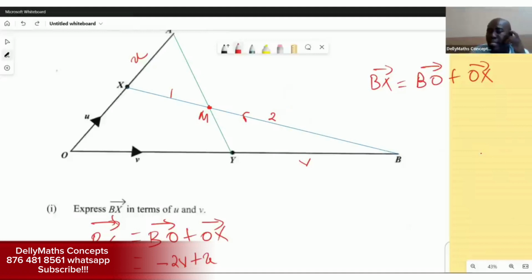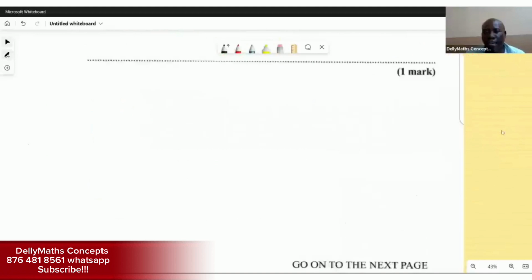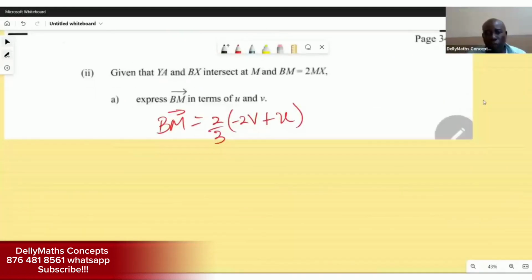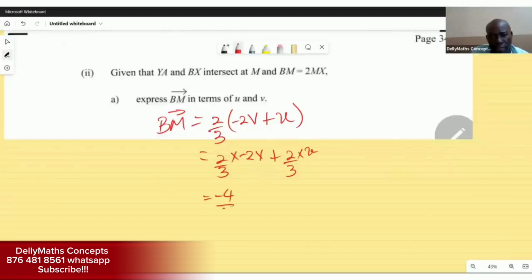So then I could say that the entire line is in 3 parts and B to M is 2 parts out of the 3. That is why I use 2/3. And then what I'm going to do here with my 2/3, I'm going to distribute it inside. If I distribute my 2/3 inside, I'll have 2/3 times -2V plus 2/3 times U. We could see this is going to give me -4/3 V plus 2/3 U. This is my BM, just like that.